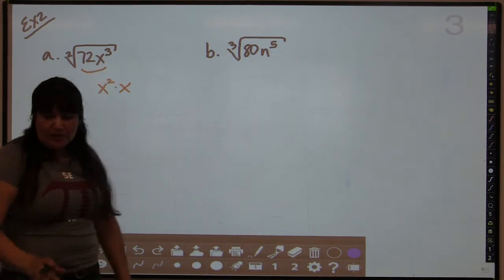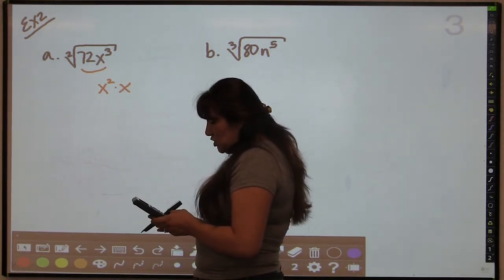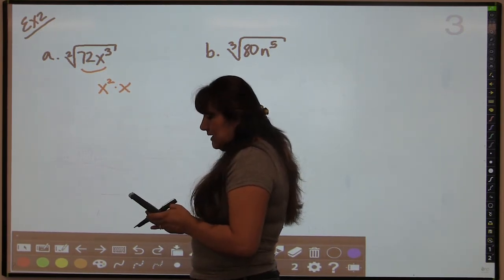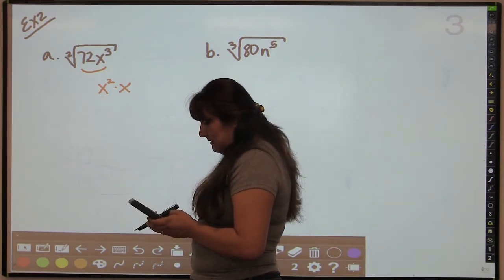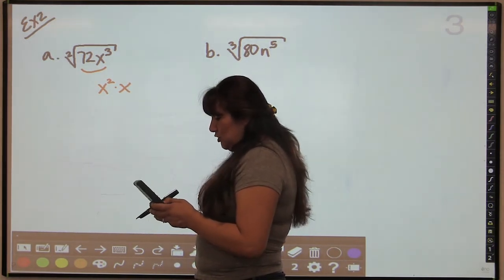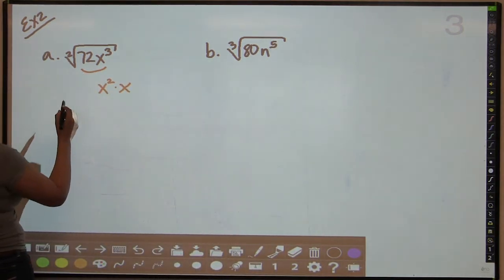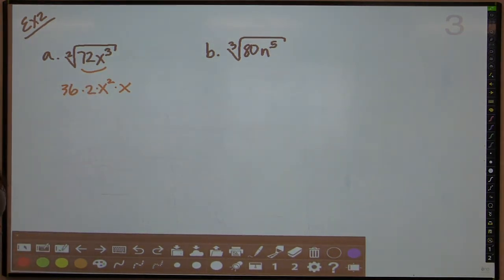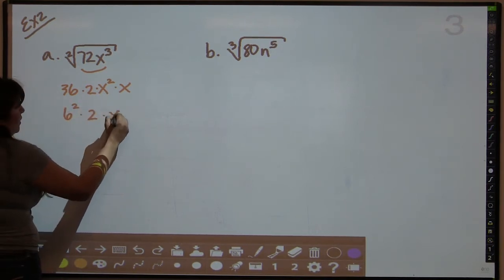And then what are the factors of 72? I need to find factors of 72 that have perfect squares in them. So 72 divided by 4 is 18. 72 divided by 9 is 8, but 8 still doesn't work. So 72 divided by 16, no. What's the next one? What should I be doing here? 36? Awesome, yeah. Okay, so it turns out that 72 is the same thing as 36 times 2. And again, I want to show you what I'm doing here. This is 6 squared times 2 times x squared times x.